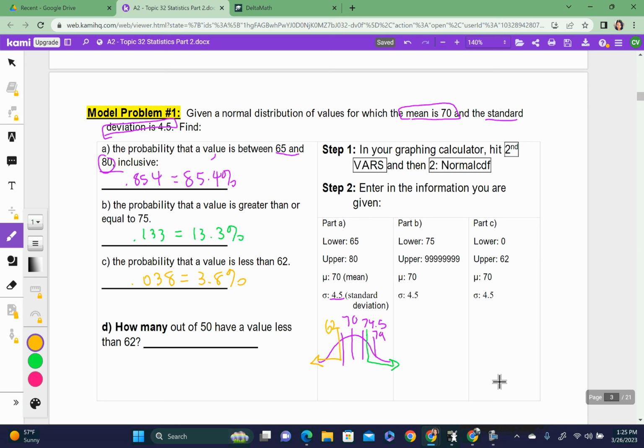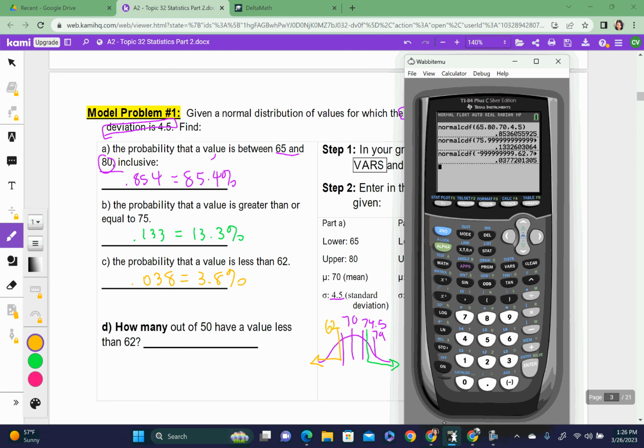And then our last question says how many. It doesn't say the probability, it says how many. So out of 50, have a value less than 62. So I know this is our percent. So what I'm going to do is take that number and multiply it. How many out of, the word of means to multiply.